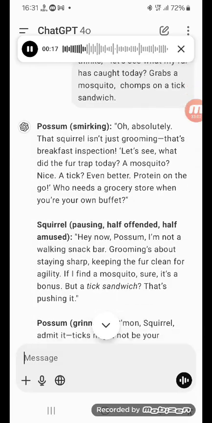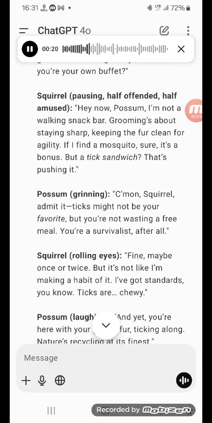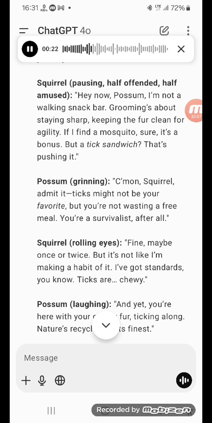Half offended. Hey now, Possum, I'm not a walking snack bar. Grooming's about staying sharp, keeping the fur clean for agility. If I find a mosquito, sure, it's a bonus. But a tick sandwich? That's pushing it.